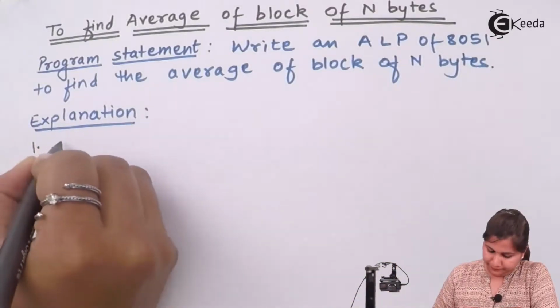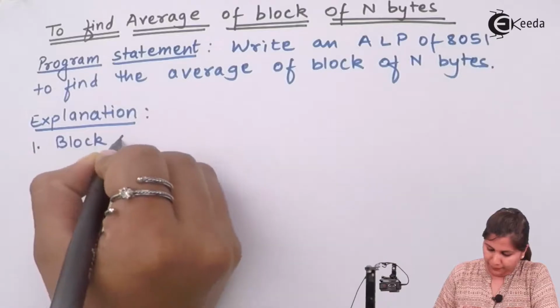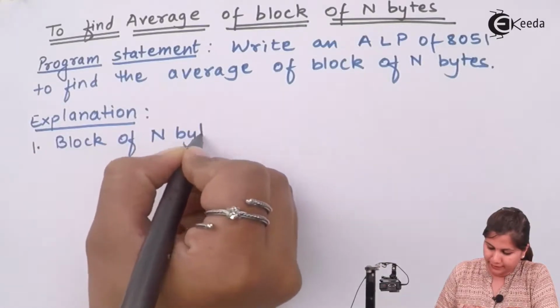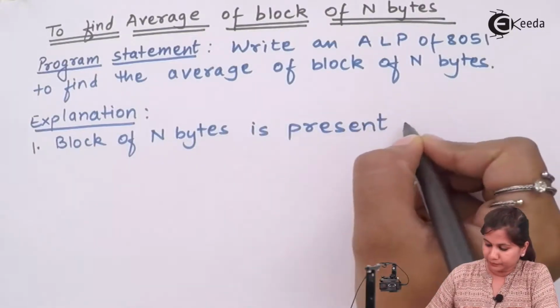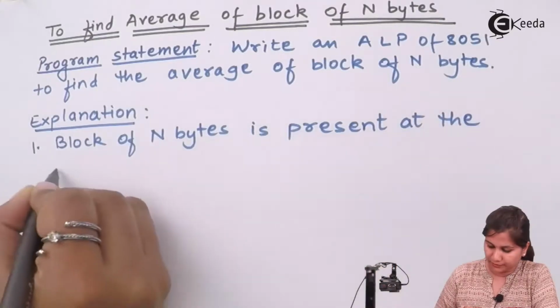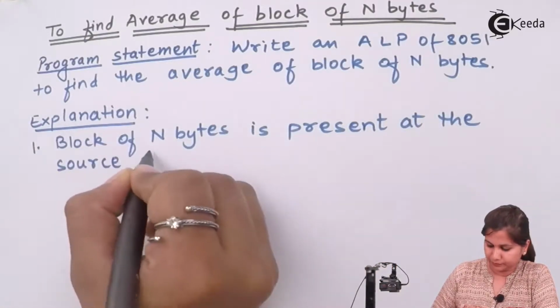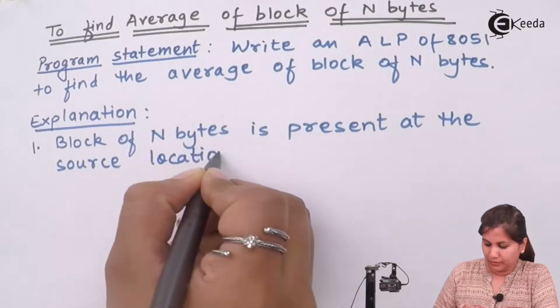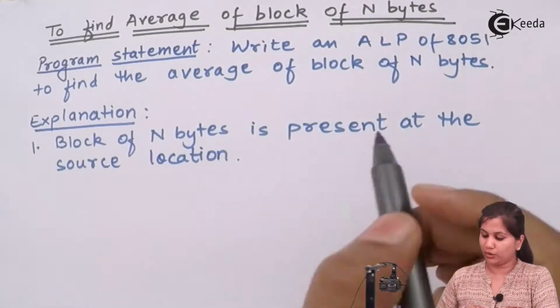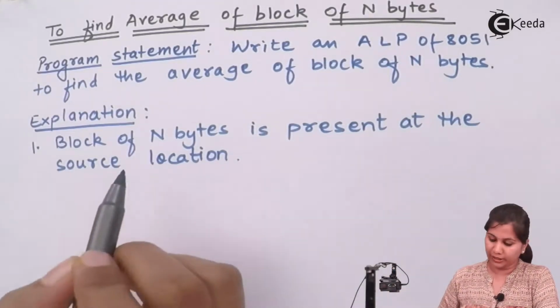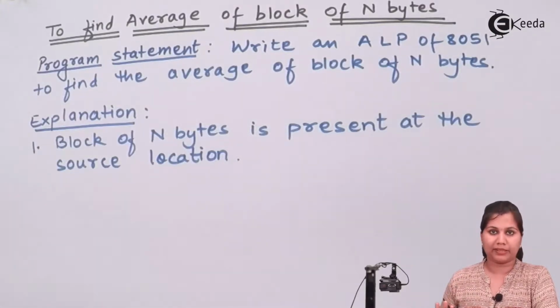This block of n bytes is present at the source location. Suppose, for example, 10 numbers are given to us and these 10 numbers are stored at some memory. The address of that memory location where the numbers are stored is already known to us. And we also know how many numbers are present in it.